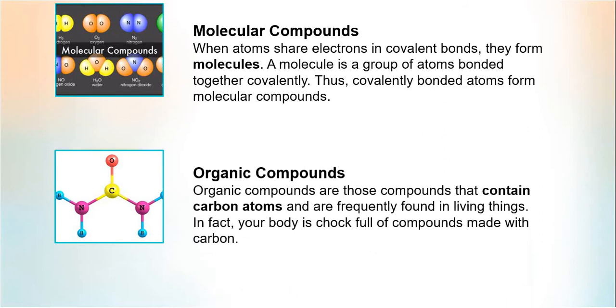Organic compounds. Organic compounds are those compounds that contain carbon atoms and are frequently found in living things. In fact, your body is chock full of compounds made with carbon. So, ito yung common element na nade-determine ng mga estudyante. Aside from oxygen, we have carbon. Madidetermine mo kung organic compound yan if merong carbon atoms na present. Kanina kasi walang present na carbon atoms dito eh. Hydrogen lang, oxygen, nitrogen. So, pag may carbon atoms na, that is called organic compounds.